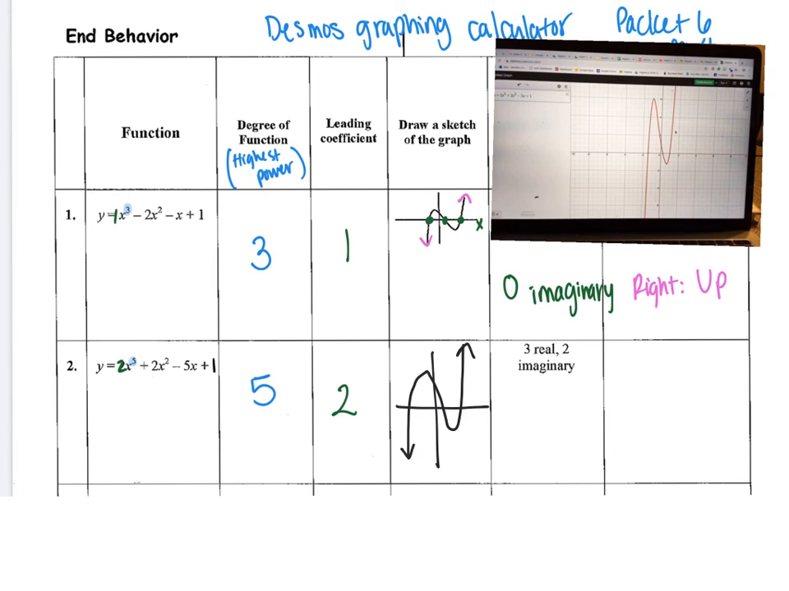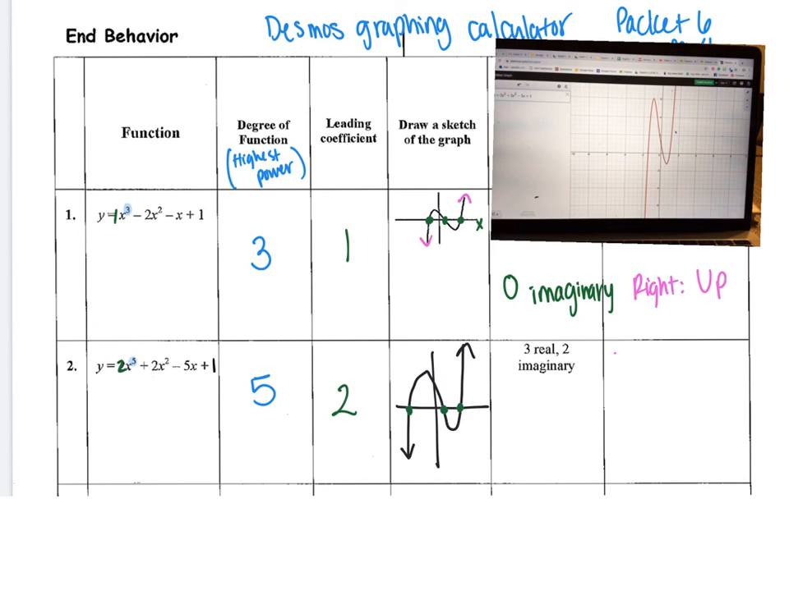So it looks like I have 3 real x-intercepts, and it looks like they've already written that. And they said 2 imaginary, and that's just because there should have been 5 x-intercepts, but 3 of them were real, so that meant the 2 left over were imaginary. And so now I have my x-intercepts, and I've labeled which ones are imaginary and which ones are real.